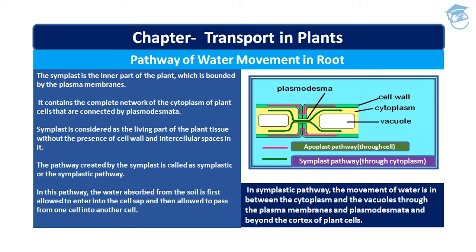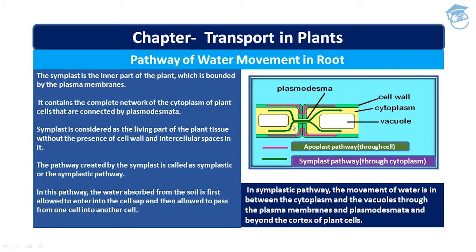It contains the complete network of the cytoplasm of plant cells that are connected by plasmodesmata. See, this is plasmodesmata, the connecting link between two plant cells. Symplast is considered the living part of a plant tissue, without the presence of cell wall and intercellular spaces in it. Can you see that?